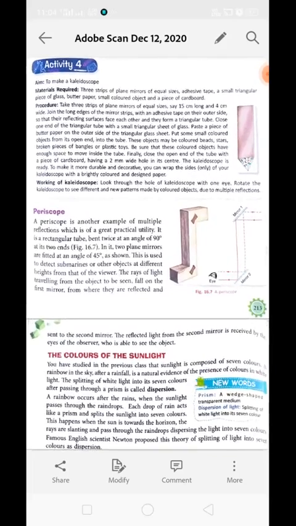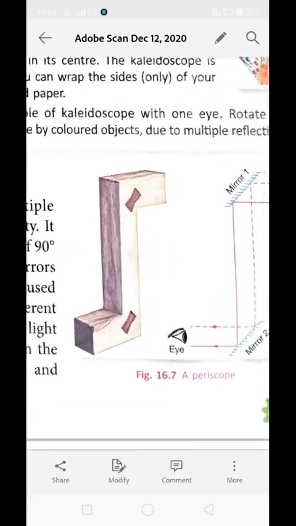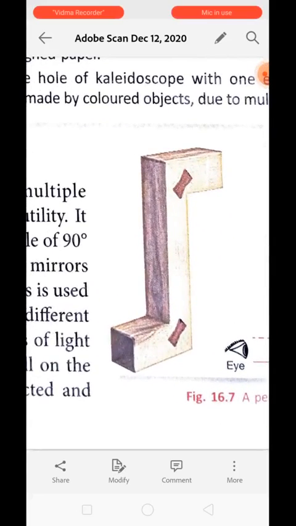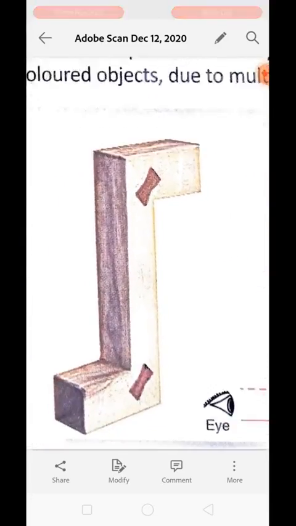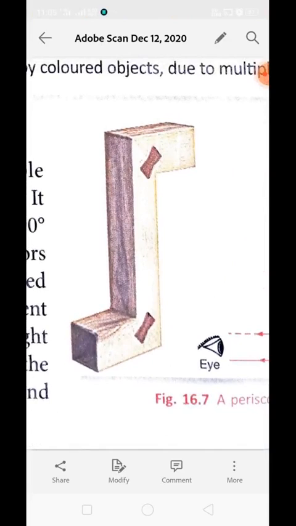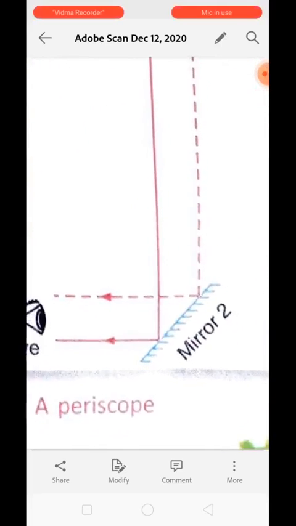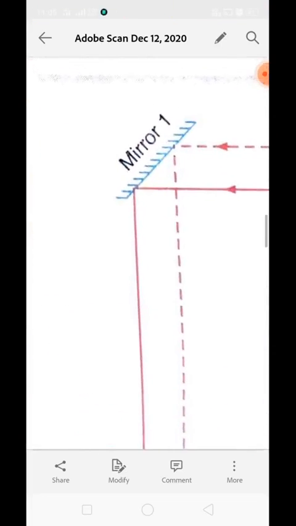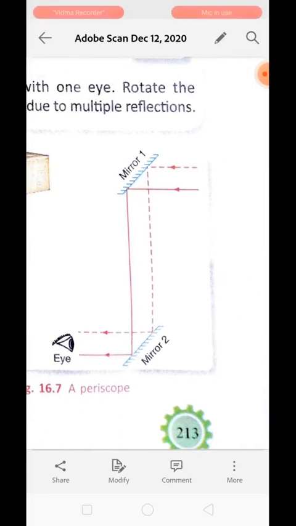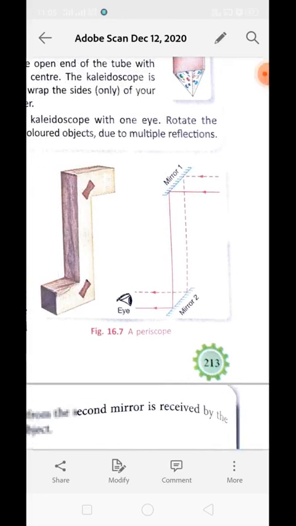Another use of multiple reflection is the periscope, which is of great practical utility. You can see the structure over here. It is a rectangular tube-like structure which is twice bent at an angle of 90 degrees. The first bend is present over here, the second bend is present over here. These bends are fitted with mirrors at a 45 degree angle. You can see the mirrors are fitted over here at an angle of 45 degrees. This is used to detect submarines or other objects at a different height from that of the viewer.